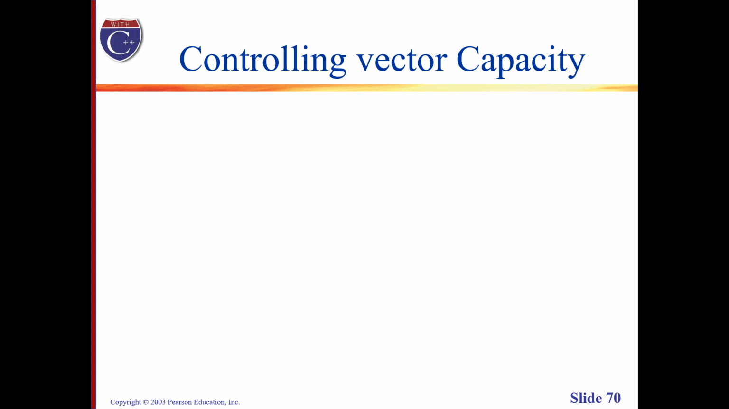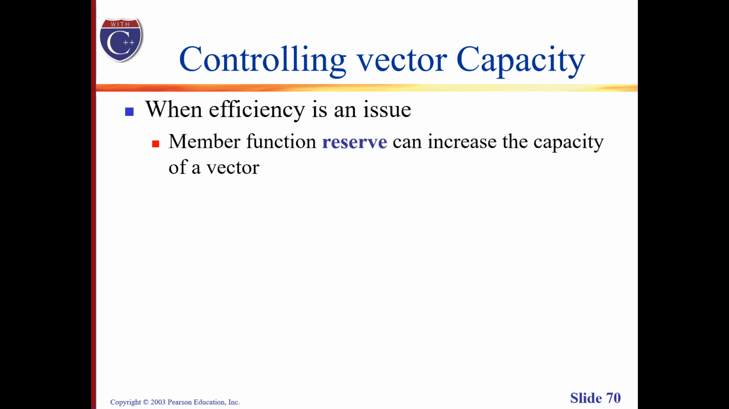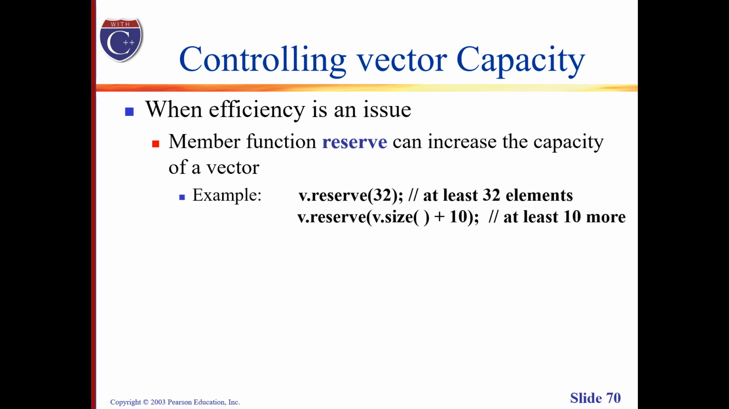So how do we control vector capacity? When efficiency is an issue, the member function reserve can increase the capacity of a vector. Here's an example. In this case, we would like to reserve at least 32 elements for our vector. And also, should space run out, we can simply resize our vector to accommodate more elements, such as this example.